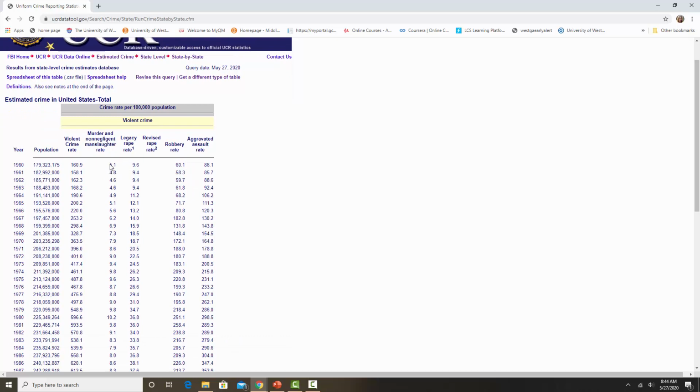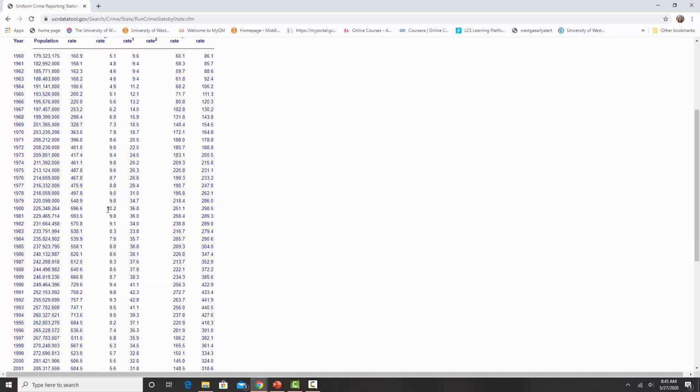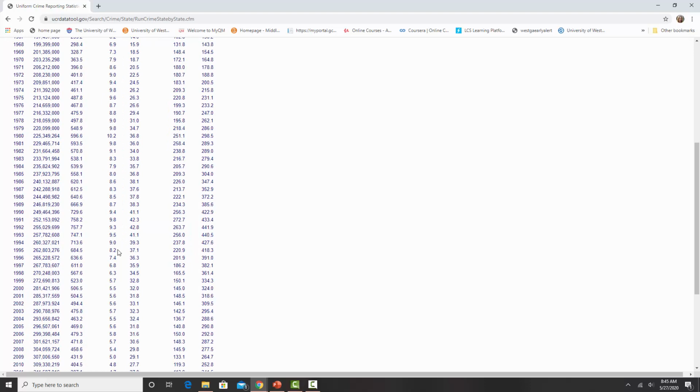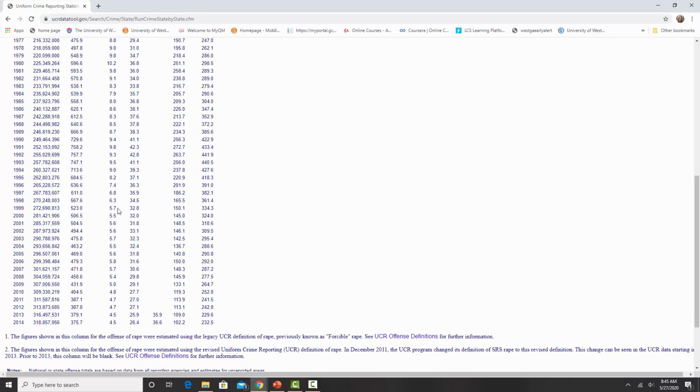So if you look, starting in 1960, you can see, and by the way, this is 5.1 per 100,000 of the population. So if we look at the rates, we'll see 5 started jumping up to 7 in the late 60s. We had an increase all the way through the 1970s, kind of reached a peak here in 1980, high rates of 8 and 9, all the way through until about the mid 1990s. And then we started to see a decrease, and we've seen that trend since the 1990s.